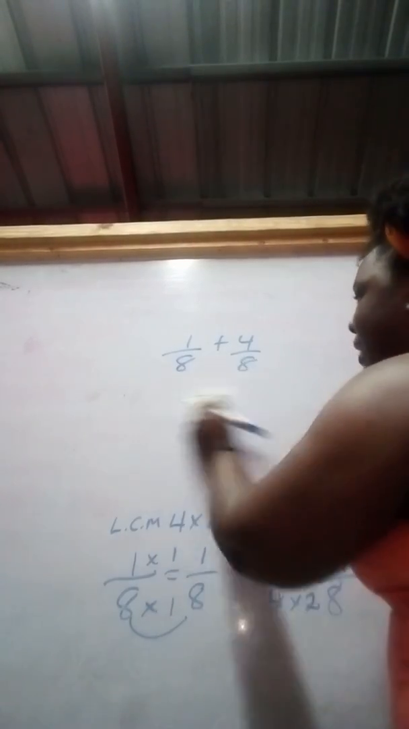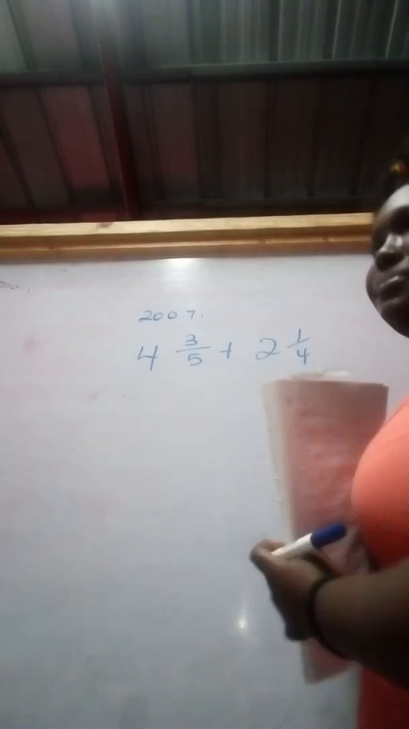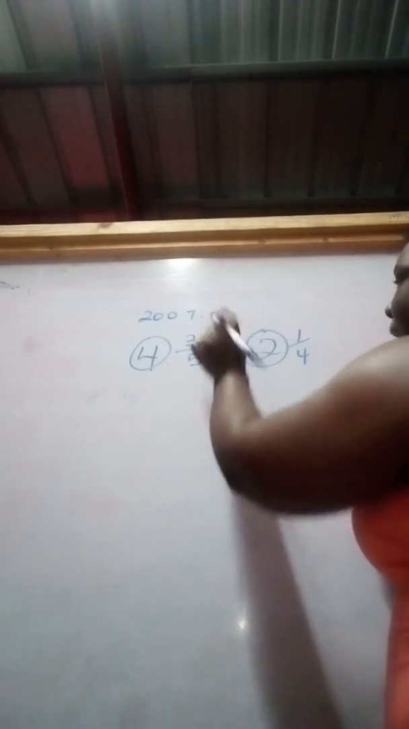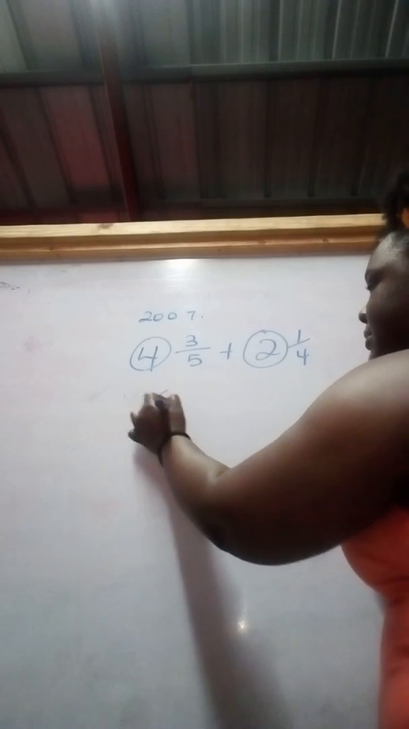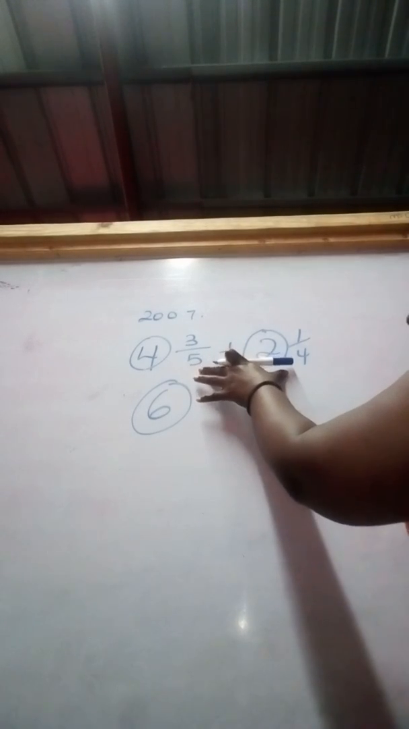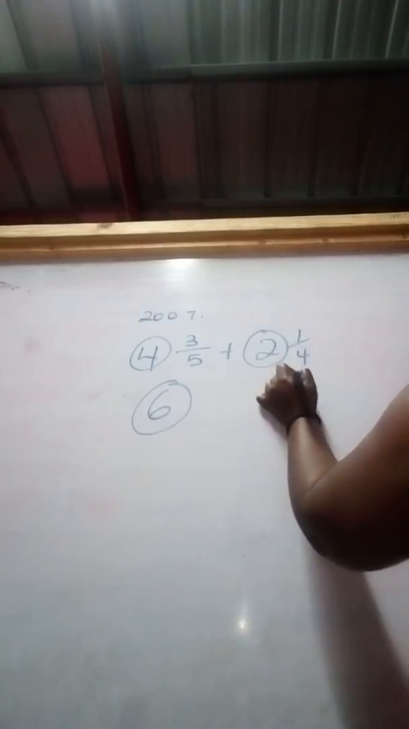Let's look at addition of fractions when we have mixed numbers. We're going to look at a past paper question. This was in 2007: 4 3/5 plus 2 1/4. Add your whole numbers. What I like to do is circle my whole numbers. So 4 plus 2 is 6. So we have 6 wholes. Once again, the denominators are different, so we need to find the LCM. And remember, there are different ways we can find the LCM. We can list out the multiples.